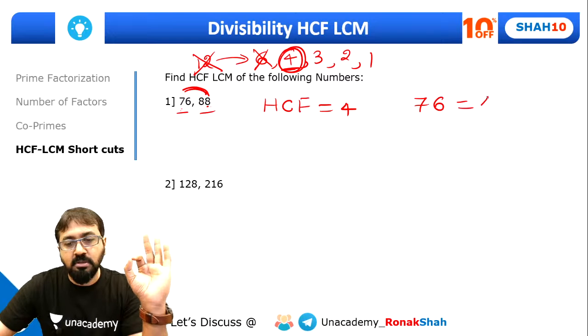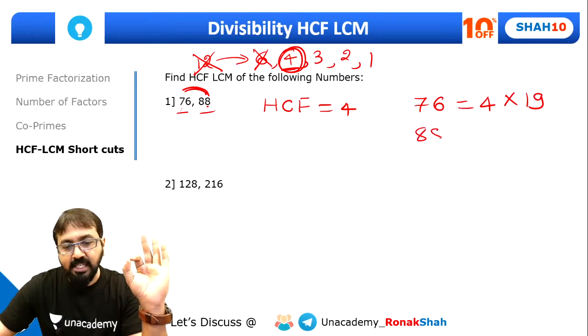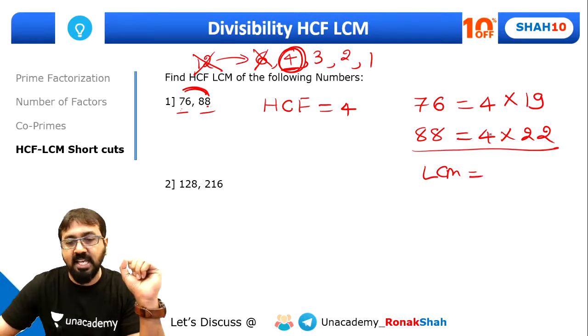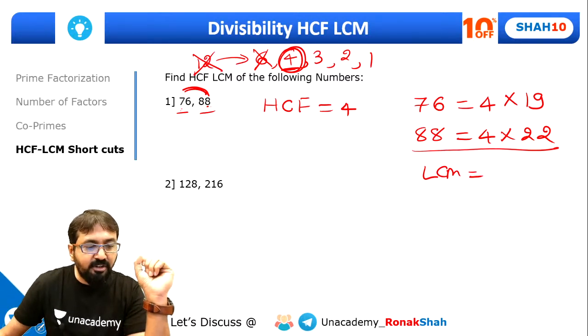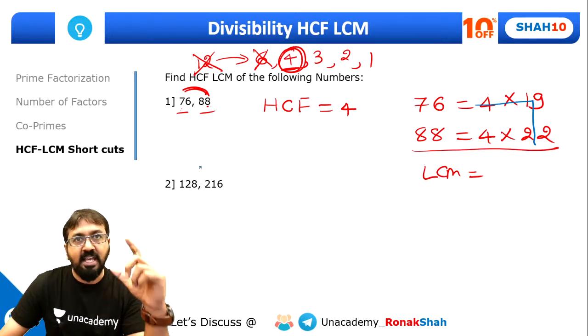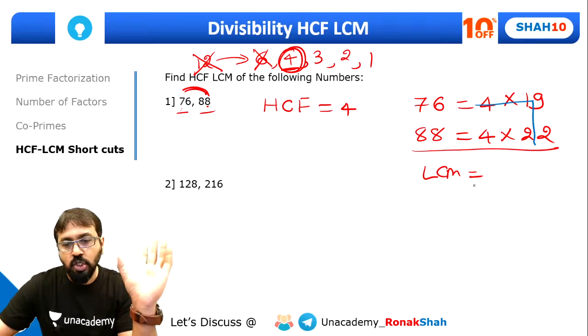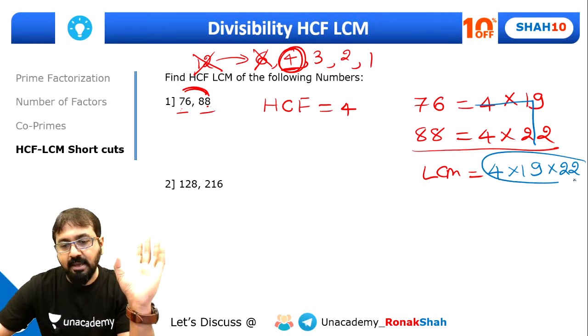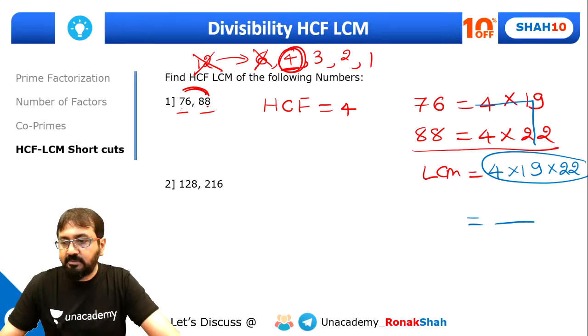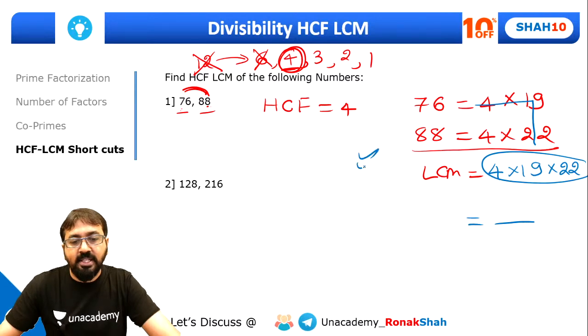Now what will you do? Just write down these numbers in the form of HCF. So 76 is 4 into 19, 88 is 4 into 22. You have written the HCF. Now you can directly find the LCM. As I told you, make a reverse L. This is your LCM. L for LCM, just make it reversed. So 4 into 19 into 22. This is your LCM. Are you getting this point, everyone? So this is how you can quickly find out HCF LCM.